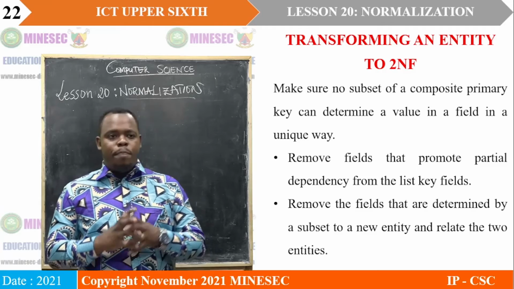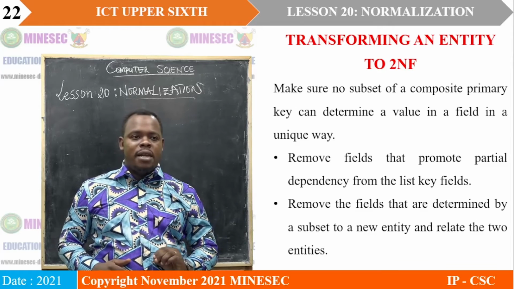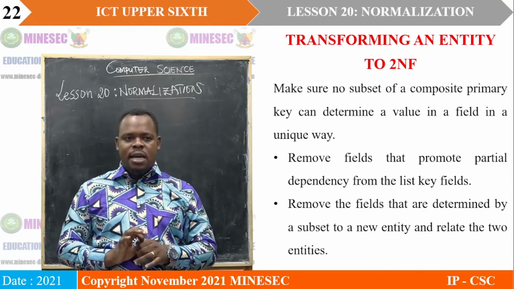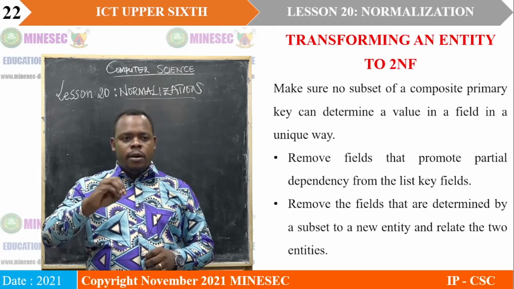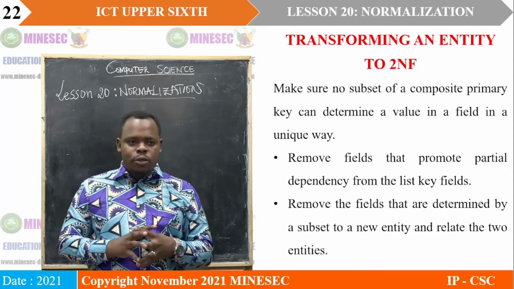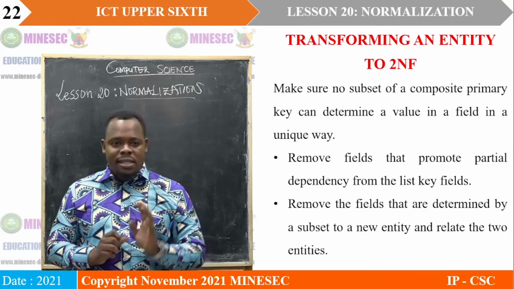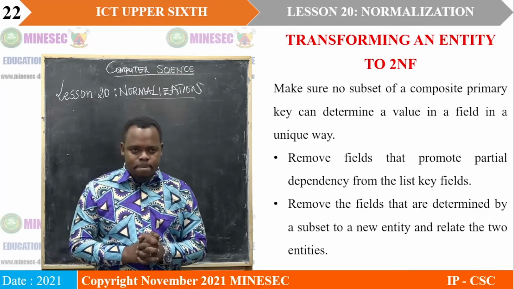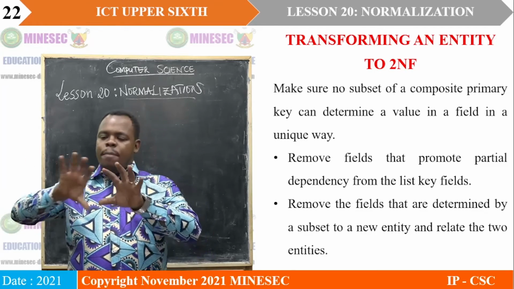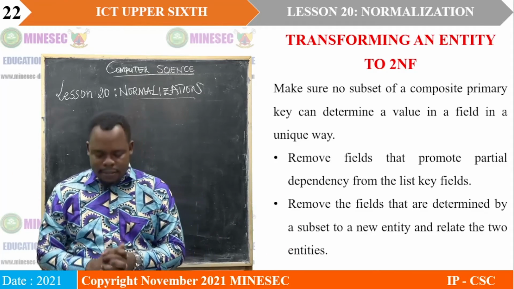Remove fields that promote partial dependency from the list of key fields. When a subset of a composite primary key can determine a value in a field, we refer to it as partial dependency. Also, you have to remove the fields that are determined by a subset to a new entity and relate the two entities. So when you identify such a field, you remove it, put it in another entity, and create a relationship between the two entities.